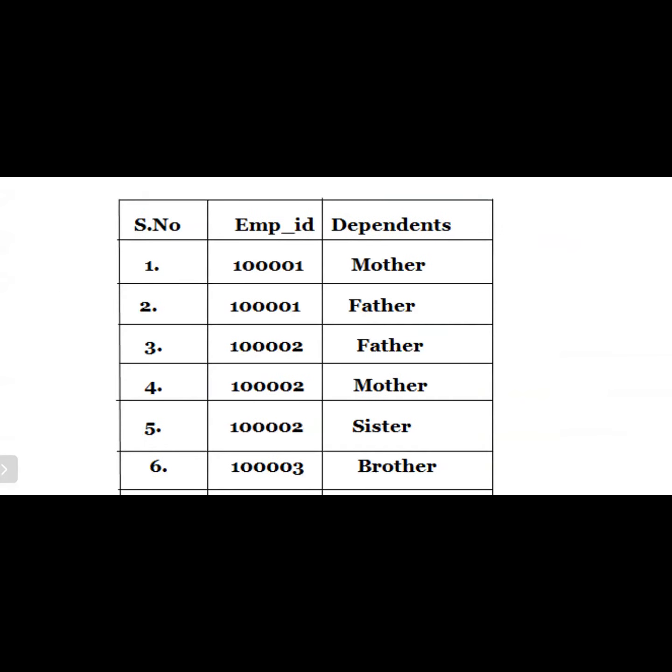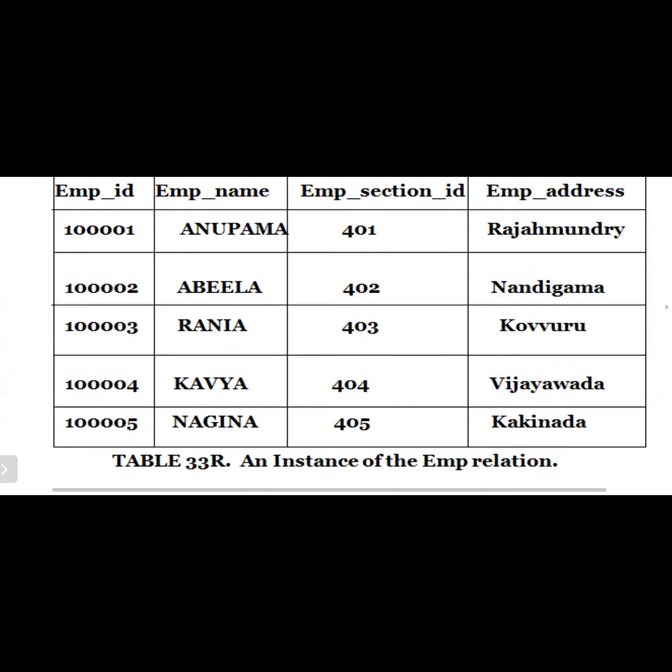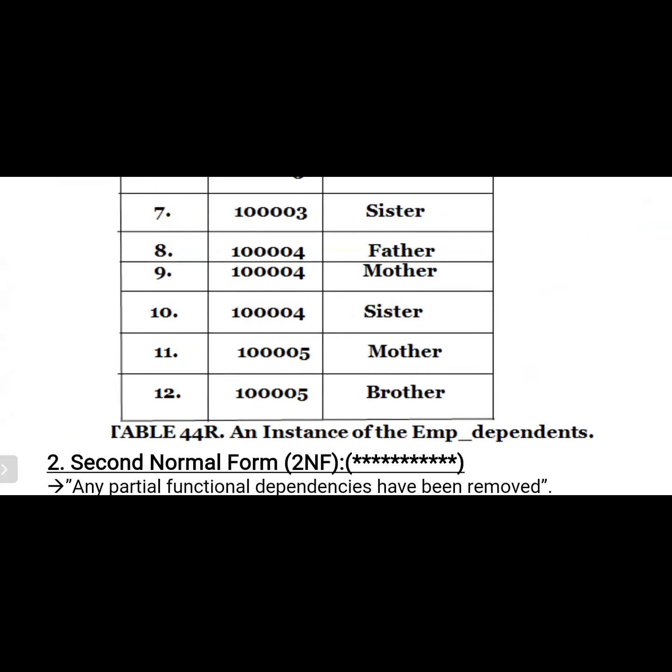We observe here that some of the data is repeated. So the number is repeated, employee ID is repeated. But if you observe here, these two are the primary key. Employee ID and dependent is the primary key. And in here, just employee ID is the primary key. Okay, did you understand this? So in this way, we are using the first normal form.